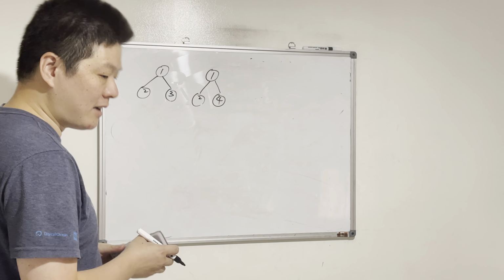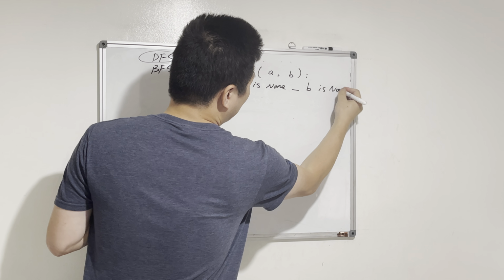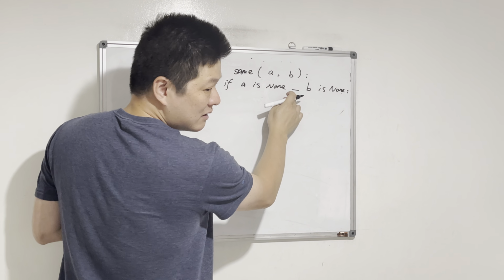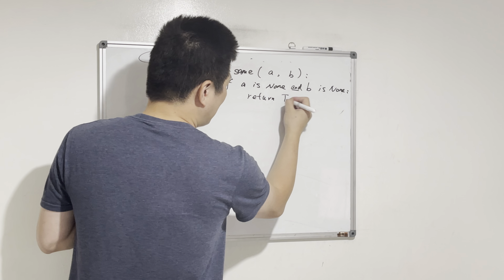So what should we check at first? We should check the root first, the roots of A and B. If one of them is empty and one of them is not, what happens? False. If both of them are empty, true. So first of all we need to check if both trees are empty. If A is none and B is none, which one first, or or and? And. Now we return what? If both are none, return true, because empty equals empty.